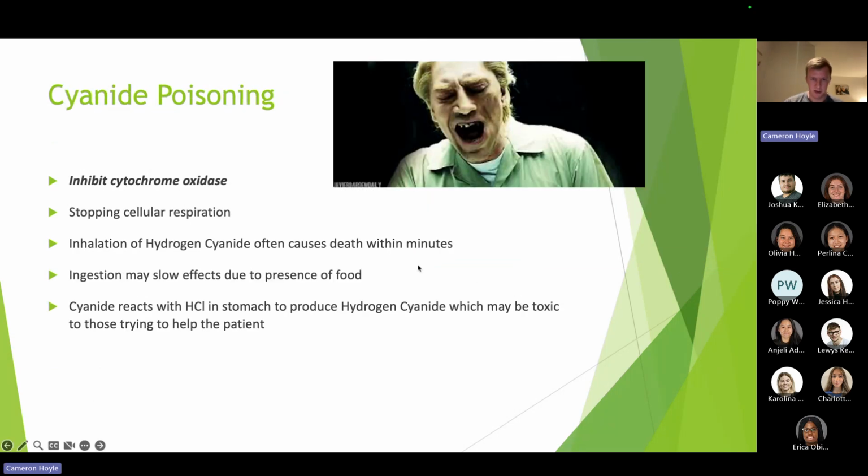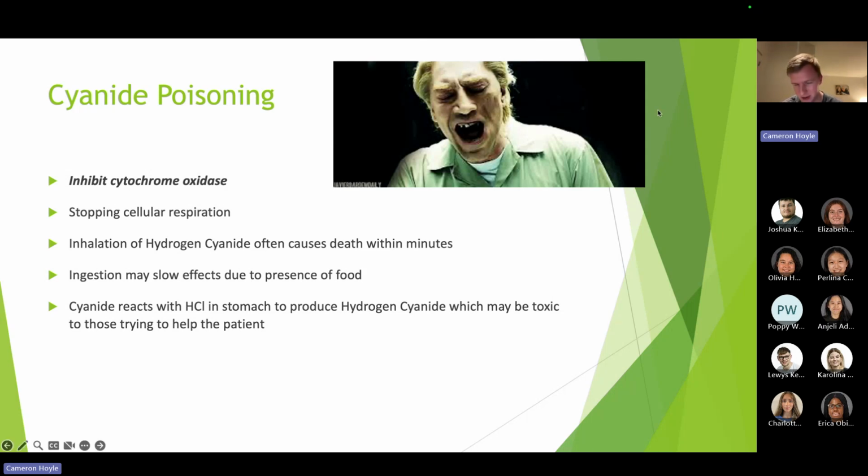Cyanide poisoning is another one you will see. I popped this image up there. This isn't necessarily what cyanide poisoning causes, but if anyone has watched Skyfall, James Bond, the villain in it states that this is what hydrogen cyanide does to him. So that's why hence the picture. Cyanide poisoning works by inhibiting this cytochrome oxidase. Basically it just stops cellular respiration and just kills cells.